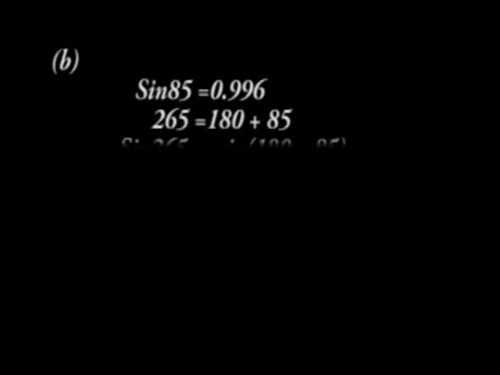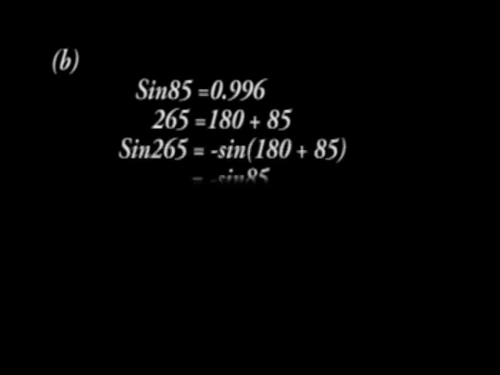For the case of B, sin 85 is equal to 0.996. 265 degrees is equal to 180 plus 85. Sin 265 is therefore equal to minus sin 85, which is minus 0.996.